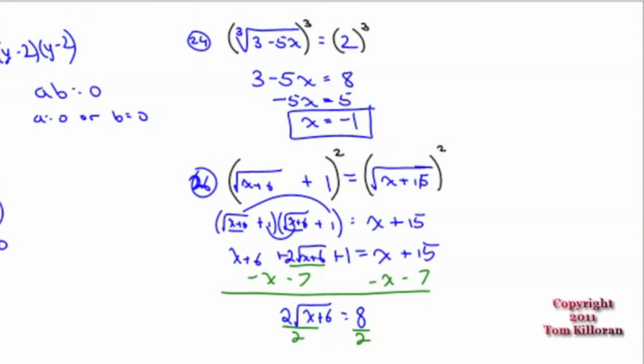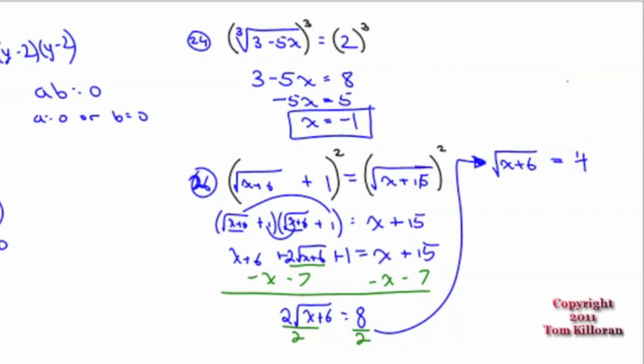Okay, so that gives me, bring it up here. The 2's are the only thing that cancels. What's left? Square root of x plus 6 is equal to 4. You don't get rid of the square root yet. Now, how do I get rid of the radical?